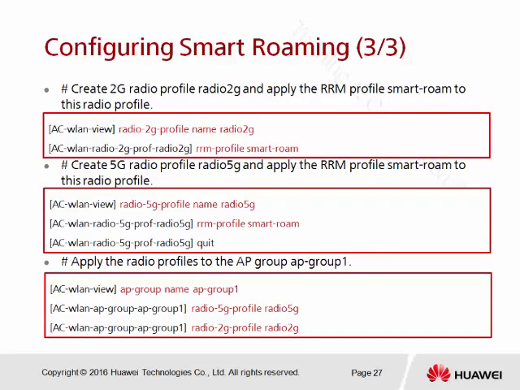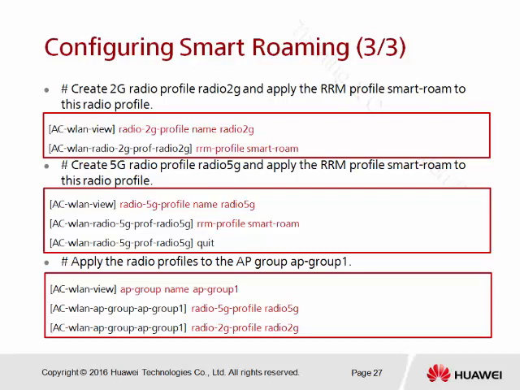Then now closing in on the last part, the radio 2G profile. This is for the 2.4 gigahertz frequency band. We want to enable smart roaming in a specific frequency band, and right now I want to use it for 2.4. So that's why we need to use this command. We enter the radio 2G profile, putting the command RM profile smart roam. This is how to enable that.